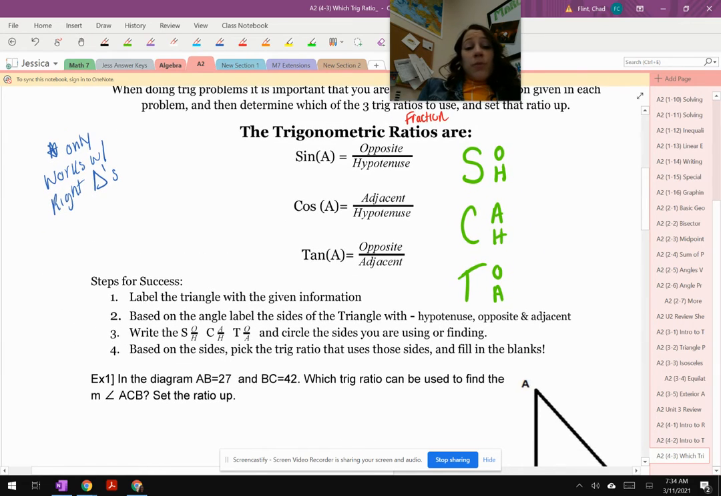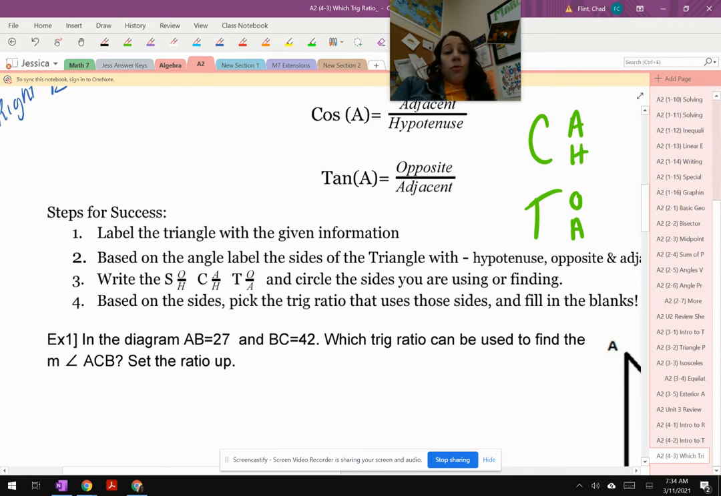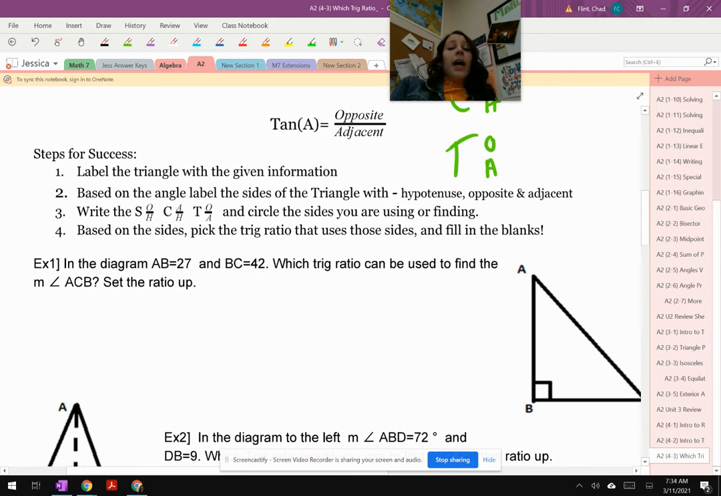So looking at some steps for success, you're basically going to work through what we've learned so far. So you're going to start off by labeling the triangle with the given information. They're going to give you like the side lengths, maybe an angle, so you're going to have to label that stuff. And then you're going to go through again and label the triangle with those sides like we practiced in 4-1. The hypotenuse, the opposite, and the adjacent sides.